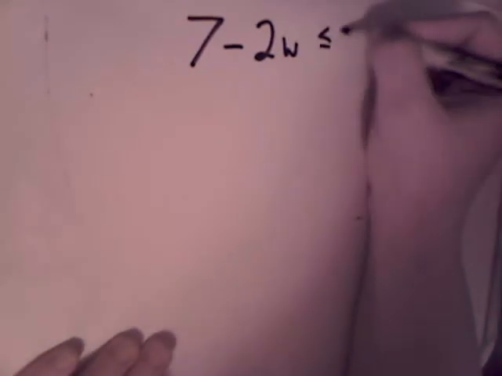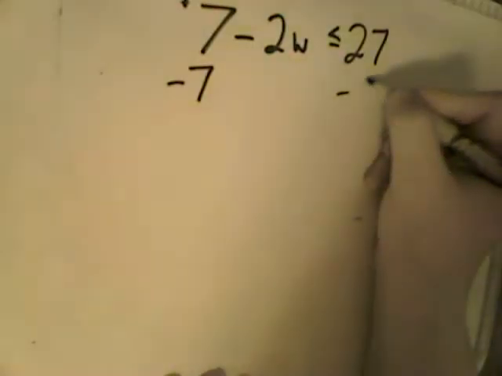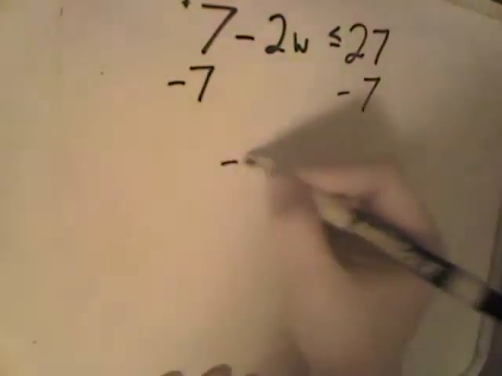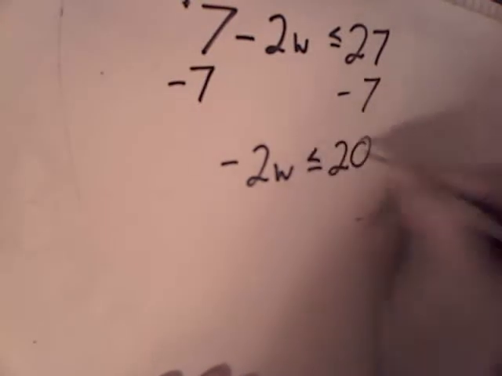I'm going to look at one more example. Let's say we have 7 minus 2w is less than or equal to 27. The first thing I want to do is get rid of that 7. Because this is a positive 7, I want to subtract 7 from both sides, leaving me with -2w is less than or equal to 20.